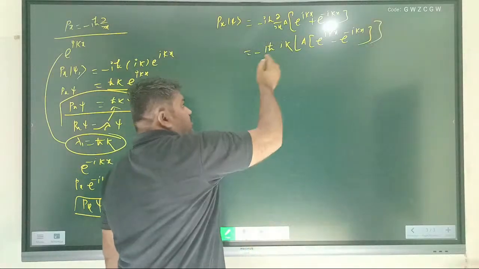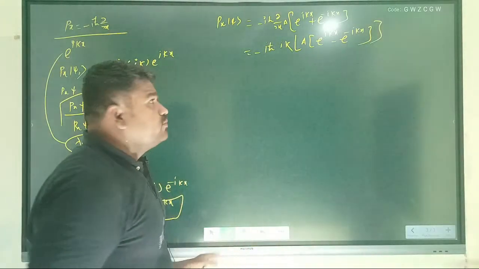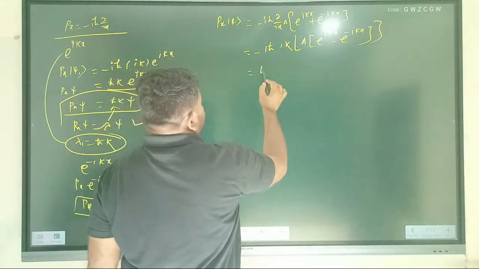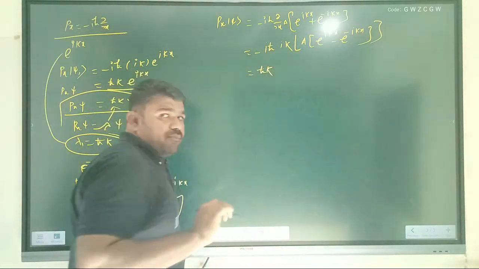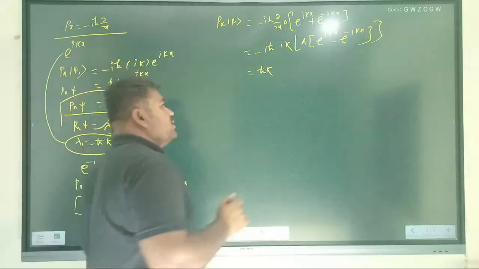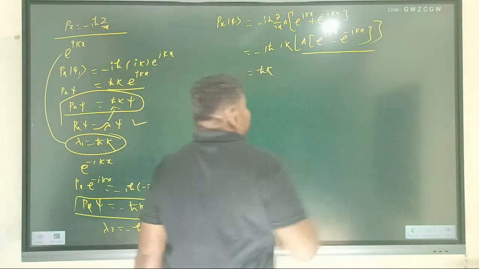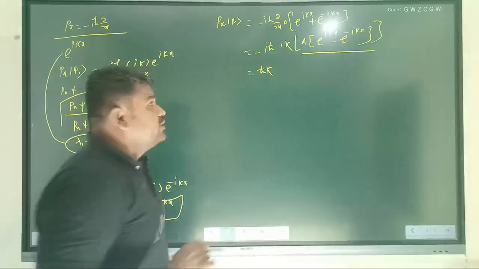Now i times i squared is minus 1, and minus times minus becomes plus. Means we are getting h cross k, means we are getting some eigenvalue, no problem. But what is the problem here? We cannot say this is nothing but psi. This is nothing but psi.